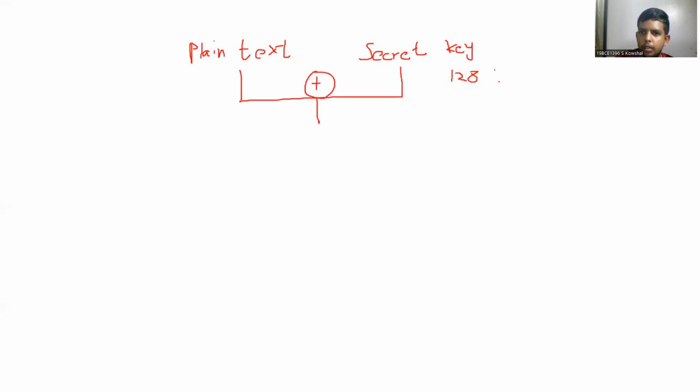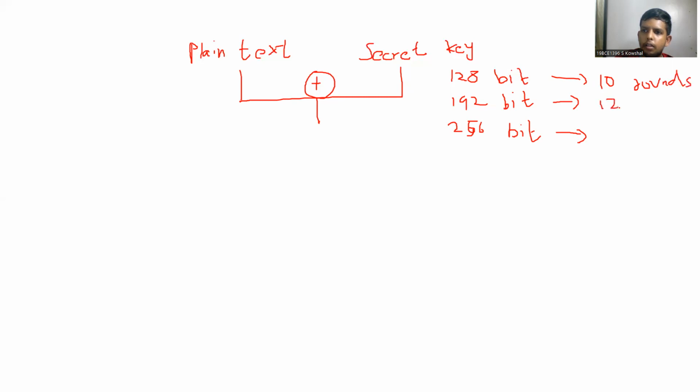It can be 128 bits, then 192 bits, if I'm not wrong with the number, then it can be a 256 bit key. Based on this size, the number of rounds that will be performed is decided. So 128 bits will be 10 rounds, 192 bits will be 12 rounds, and 256 bits will be 14 rounds. So the number of rounds is decided based on each type of key.